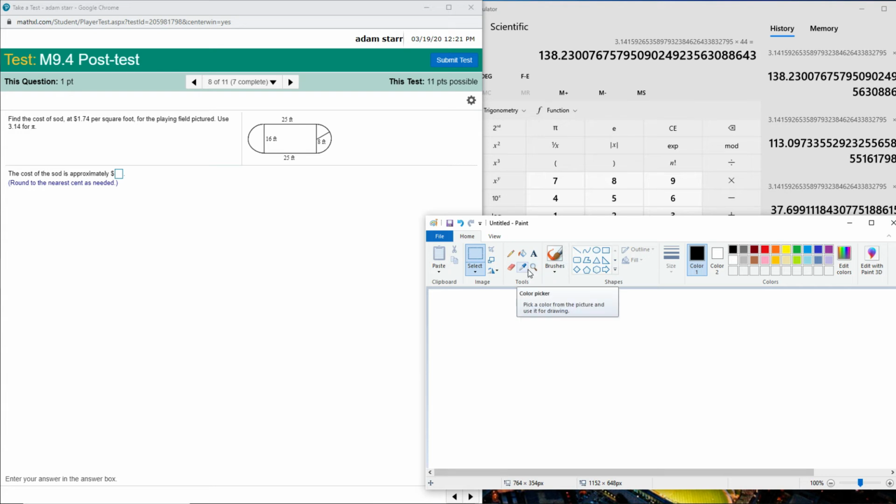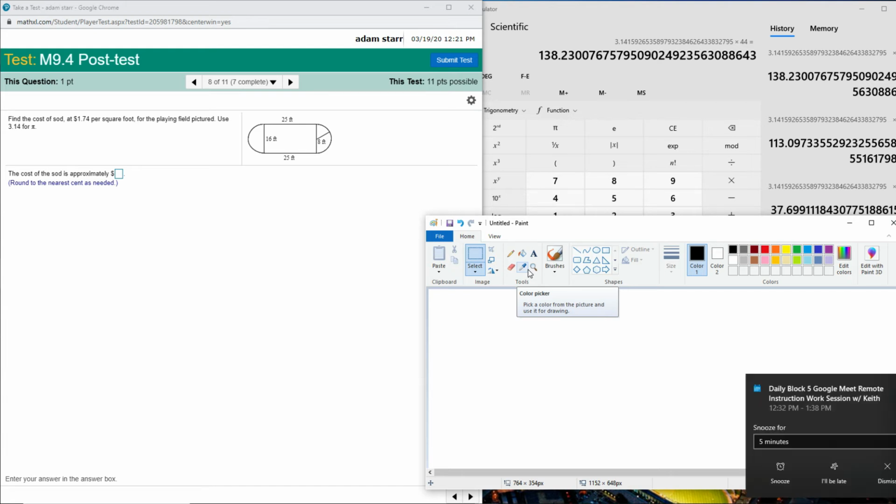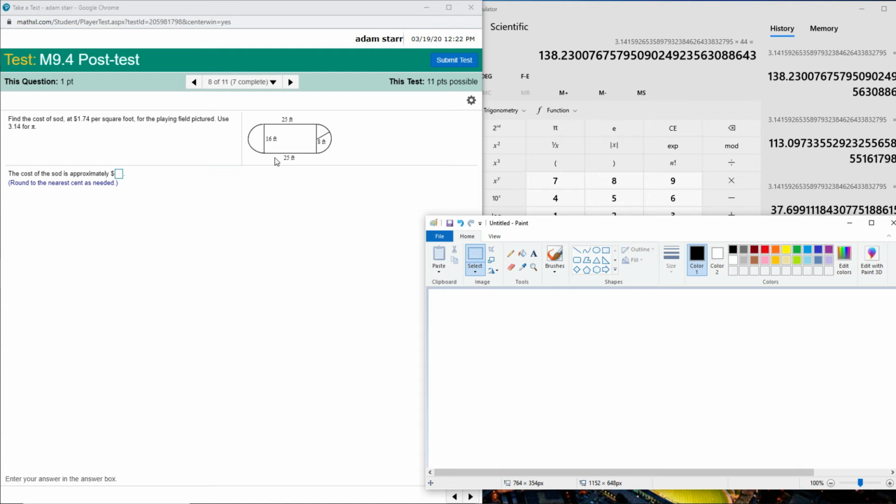Okay, next question is find the cost of sod, $1.74 per square foot for the playing field pictured. Use 3.14 for pi. Excuse me there. Okay, so we have this field.